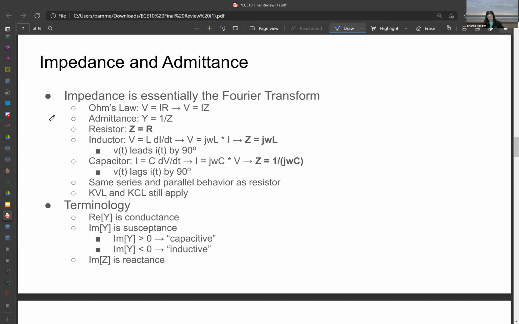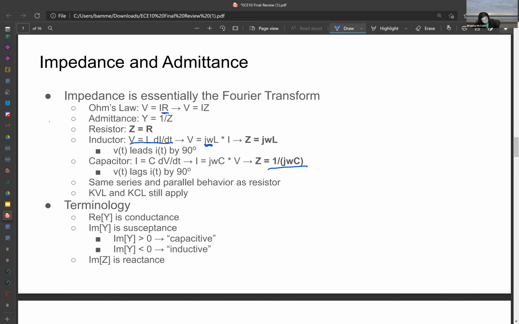So all we do is we take V equals L di dt, and then we take the Fourier transform of it, and so the j omega comes down, and then looking at this equation, we can say that if Z is replacing R, then Z in this equation is j omega L, and we can do the same thing with capacitance and get a 1 over j omega C. So it's important to note that when you introduce a j term into the impedance, you're going to have a lead or lag in your current voltage.